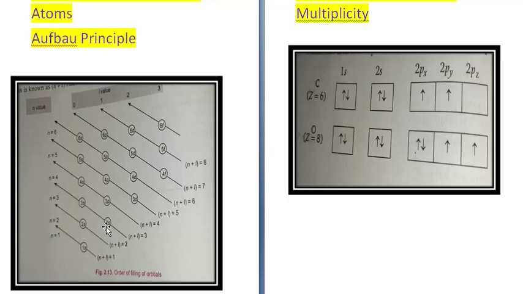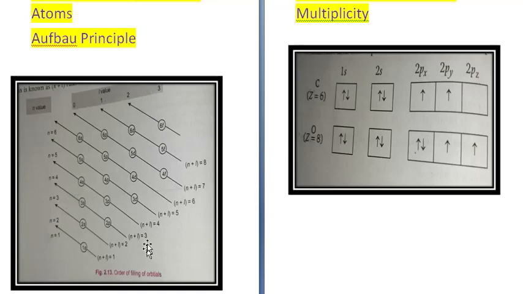Alright, same way here if you see, 3p and 4s both have n plus L equal to 4. In 3p, n is 3 and L is 1, which makes it 4. In 4s, n is 4, L is 0, which makes it 4.